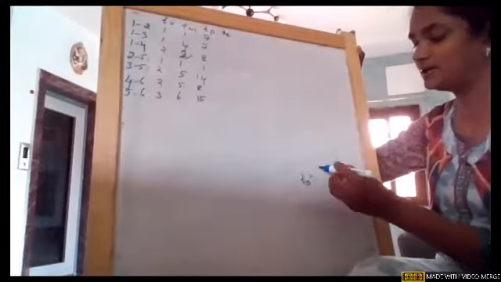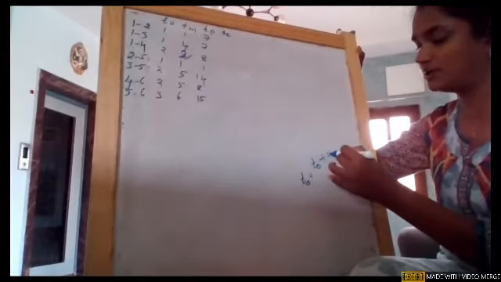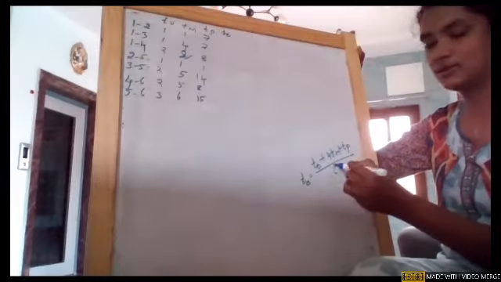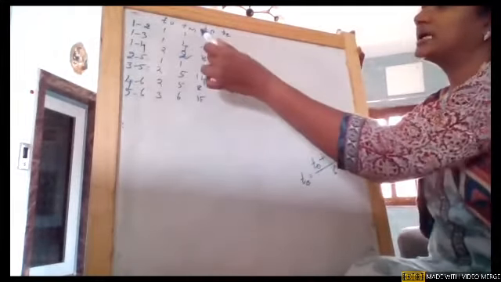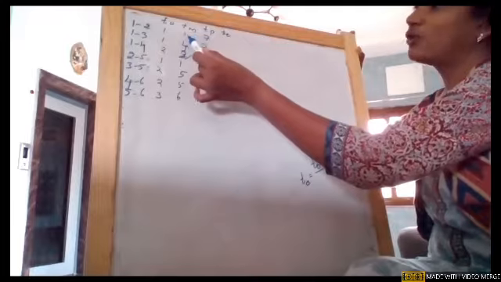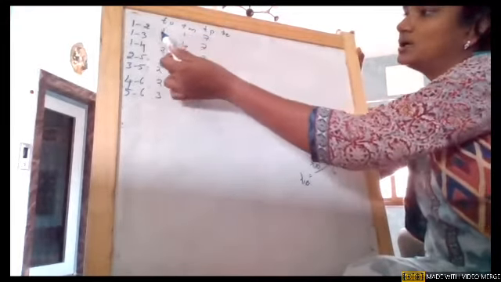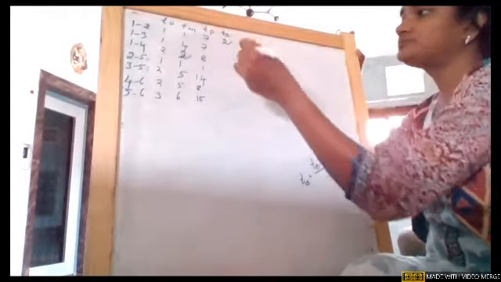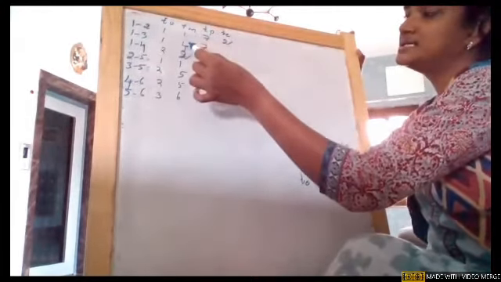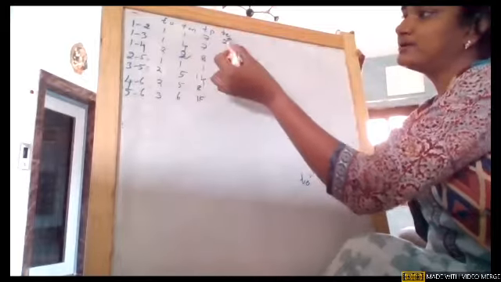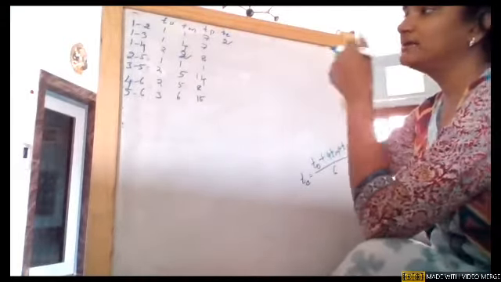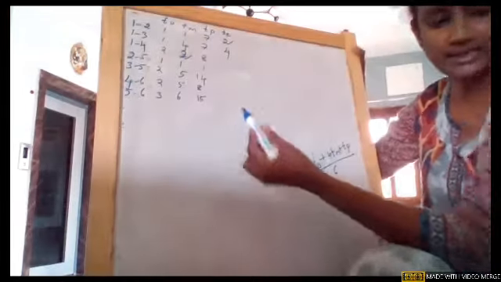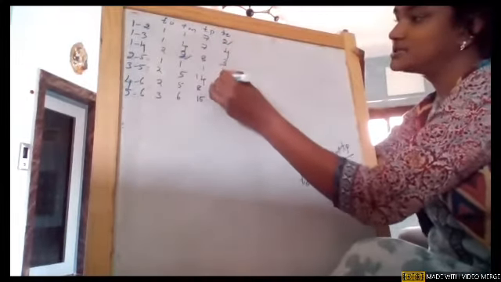If you remember, the formula for TE is TO plus 4TM plus TP divided by 6. Using that formula, 4 into TM, 4 into 1 is 4, plus 8, 4 plus 8 is 12, divided by 6 is 2. 4 4s are 16, 16 plus 1 is 17, plus 7 is 24, divided by 6, 6 4s are 24. I'm just directly writing them.